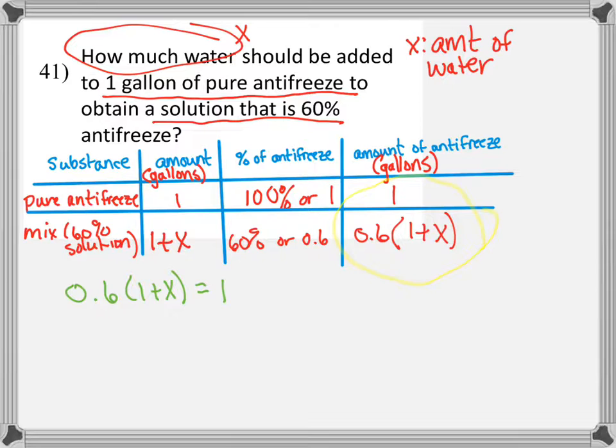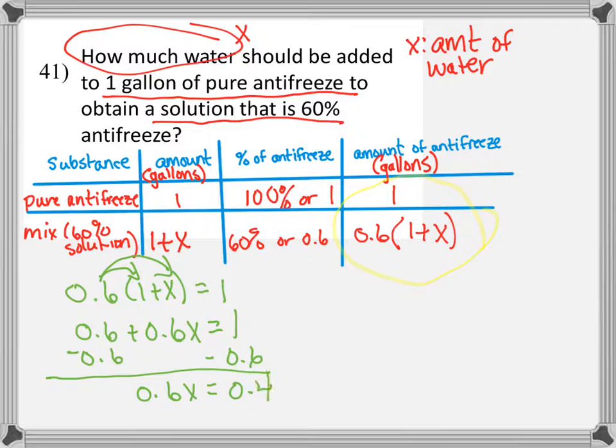Let's distribute. 0.6 times 1 is 0.6. 0.6 times x is 0.6x, and that equals 1. I will subtract 0.6 from both sides. 0.6x equals 0.4. Divide both sides by 0.6. And x equals 2/3, because I prefer leaving things as a fraction versus a decimal. And this would not be a terminating decimal.